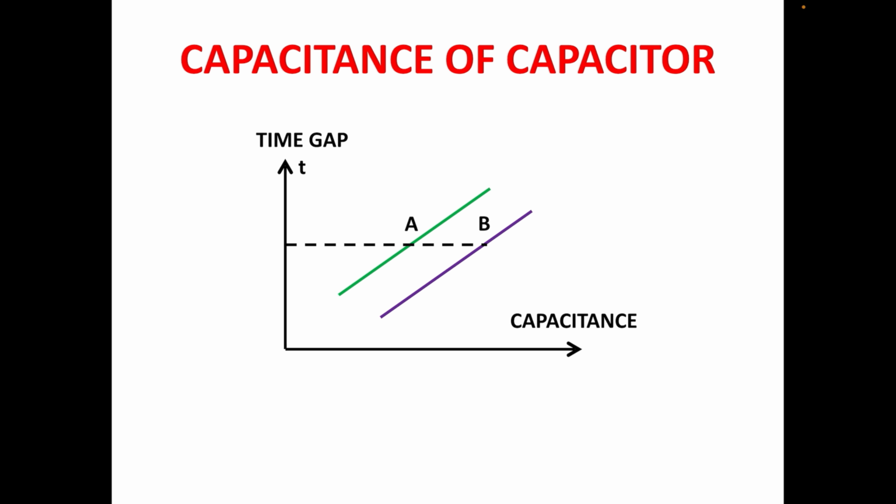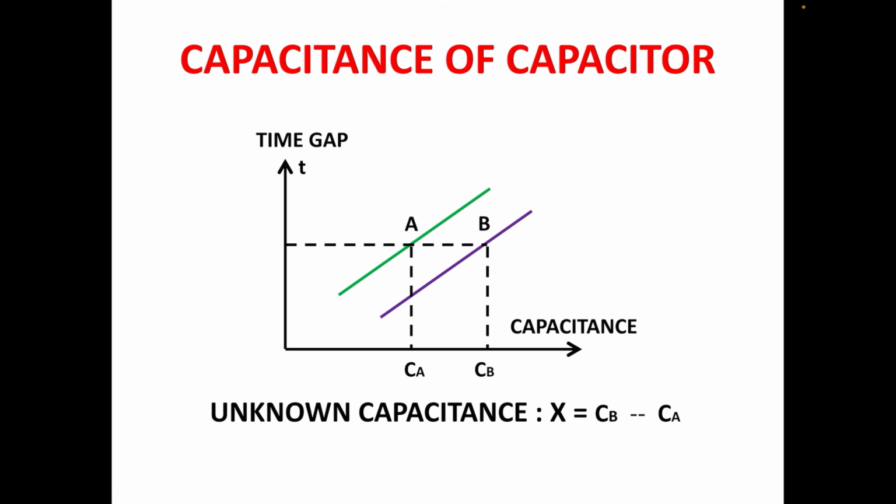Corresponding to any value of time gap, draw a horizontal straight line parallel to capacitance axis so as to intersect two straight line graphs at points A and B. From points A and B, draw perpendiculars on capacitance axis and note capacitance values corresponding to points A and B as CA and CB. Calculate unknown capacitance as X equal to CB minus CA.